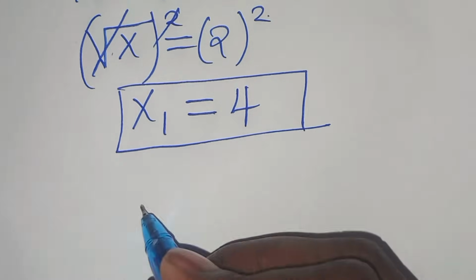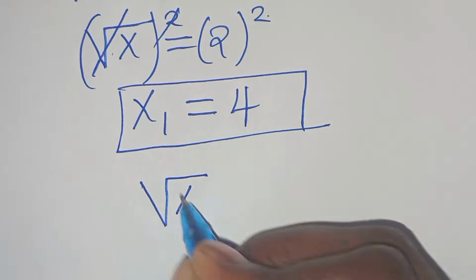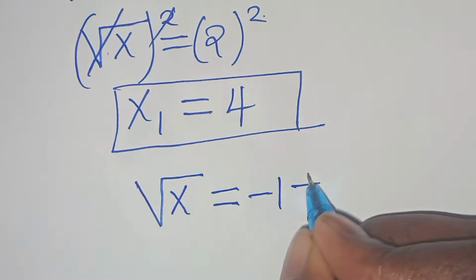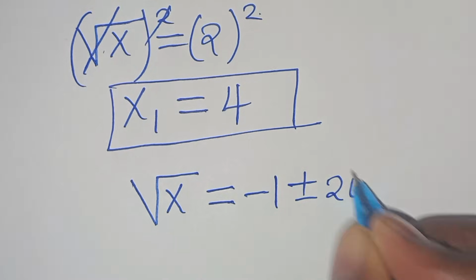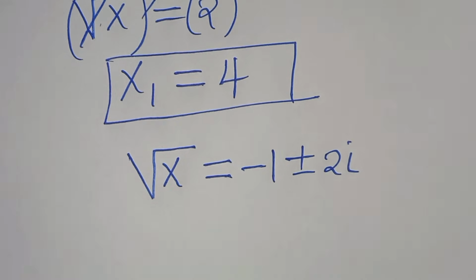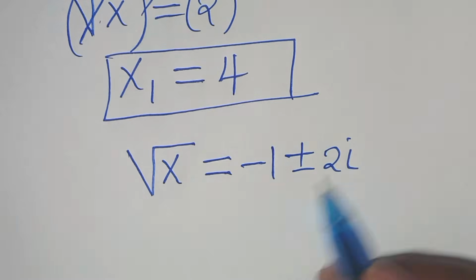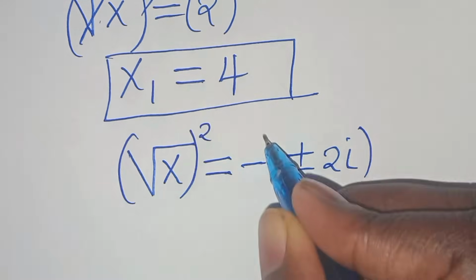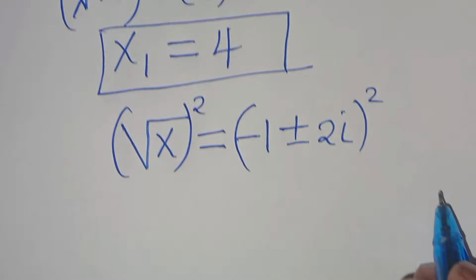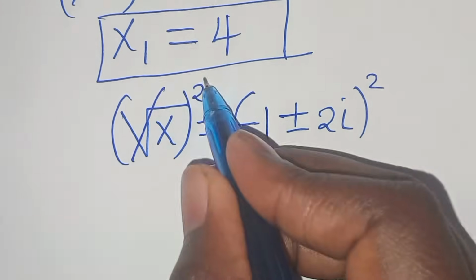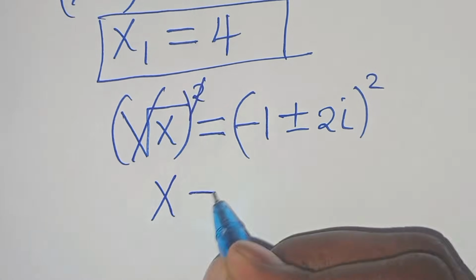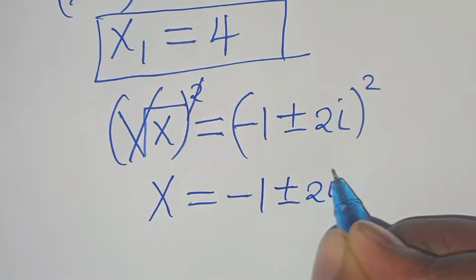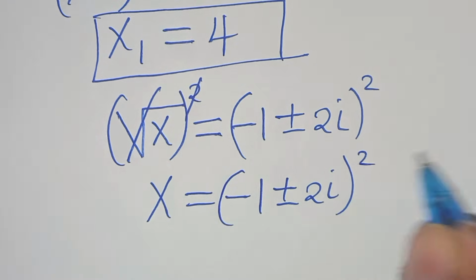Now, the next step is that we have the square root of x. This is equal to negative 1 plus or minus 2i. Now, to solve for the values of x here, we have to square both sides. And this implies that here we eliminate the square root sign. So we have x is equal to minus 1 plus or minus 2i raised to the power of 2.